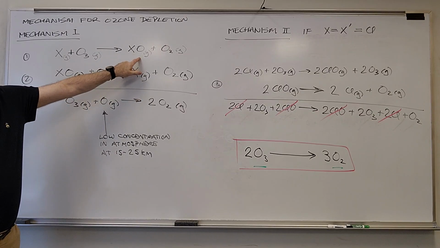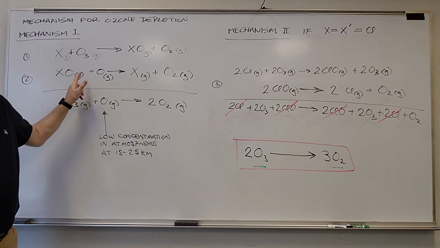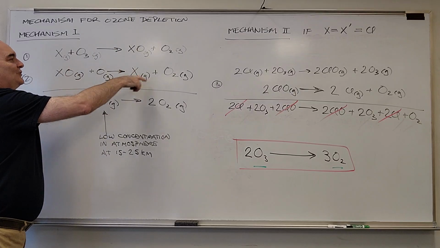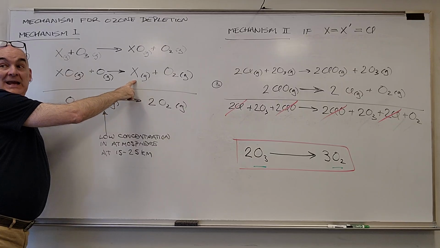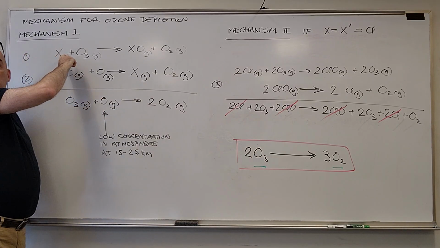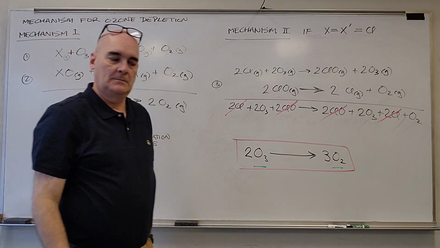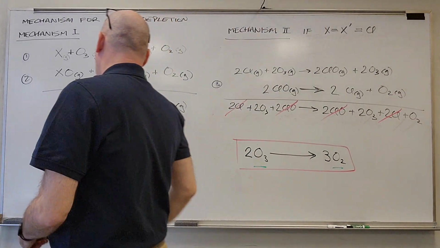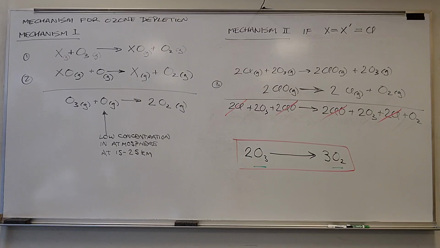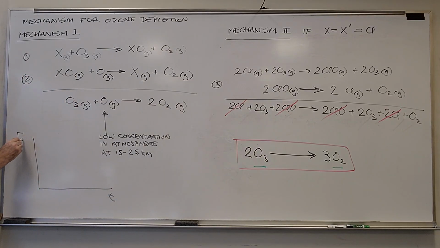XO is made, but then goes away. And then is made and goes away. And then is made and goes away. This is a chain reaction. This gets consumed, but then is made again. And so it can loop back into line 1 and go again. So if we were to track concentration versus time, here's time. Square brackets means concentration.